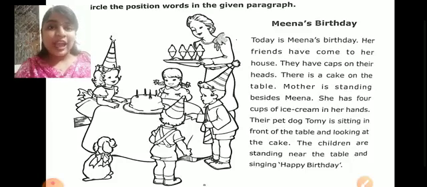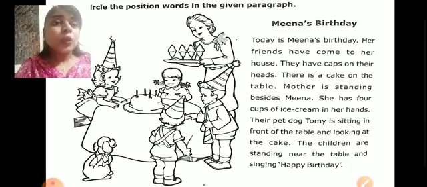Understood, children? Now we are going to circle the position words. Okay, children? And you all are going to do it with me. The first sentence I am going to read for you. Today is Meena's birthday. Her friends have come to her house. Now in this sentence you are going to circle the position word. Okay, children? So here, what is the position word over here? Her friends have come to her house. So to, you need to circle it with me. Do it, children.